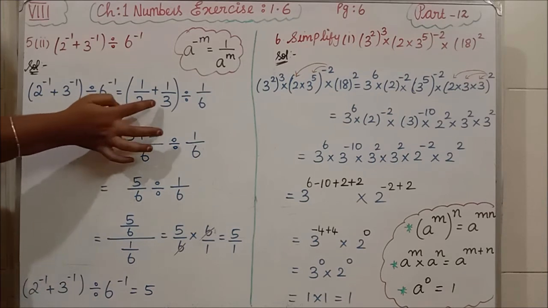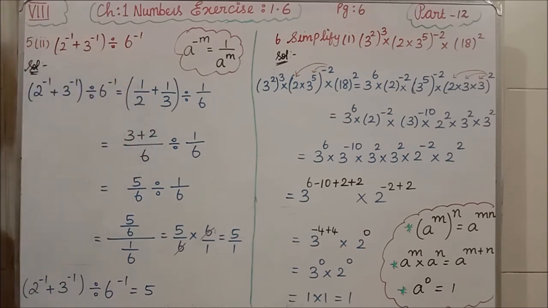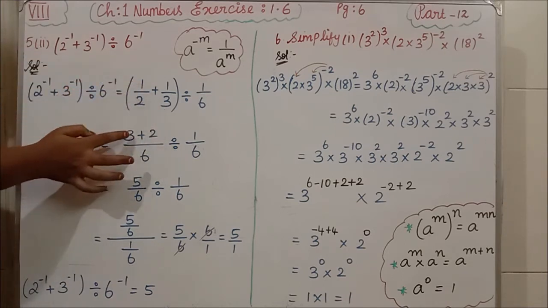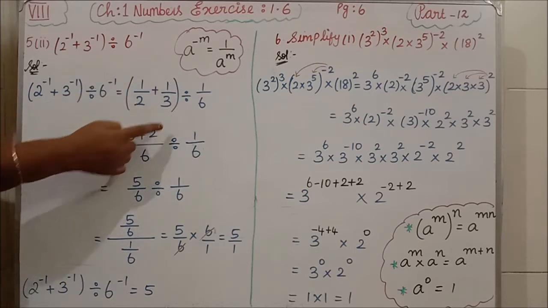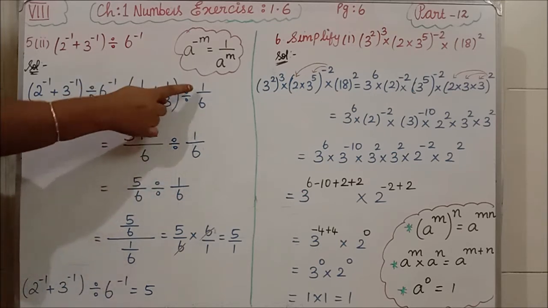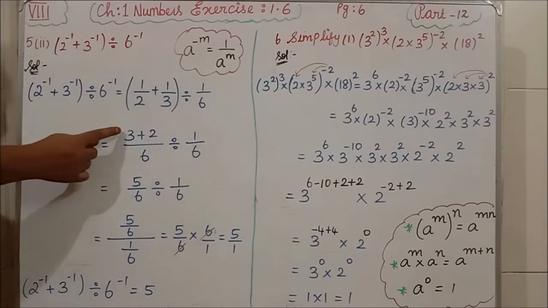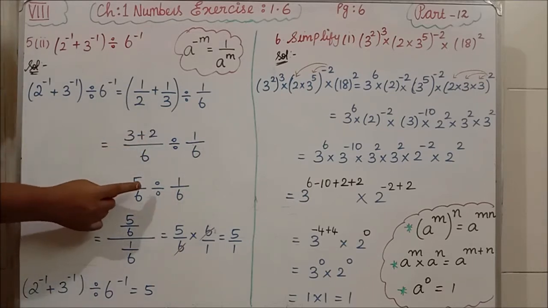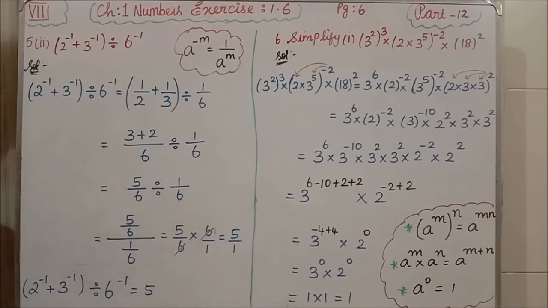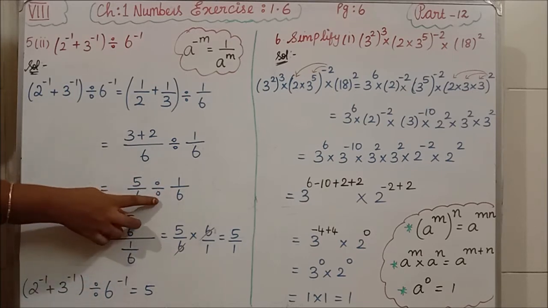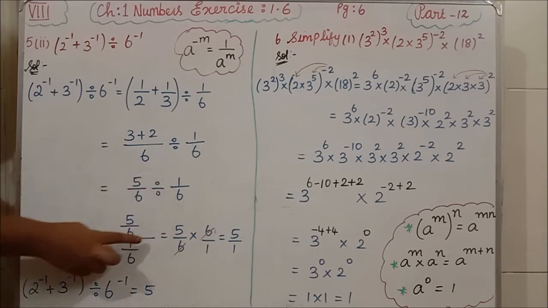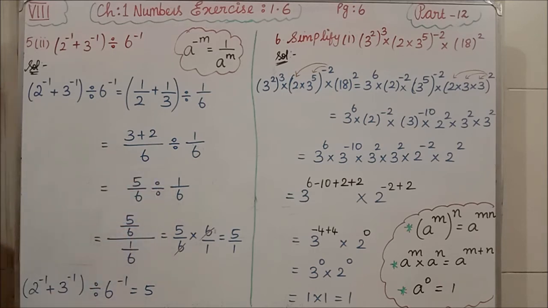Afterwards, in the next step I am doing the cross multiplication. 3 into 1 is 3, 2 into 1 is 2, divided by 2 3s are 6, divided by 1 by 6. 3 plus 2 is 5 by 6 divided by 1 by 6. Clear? So 5 by 6 whole divided by 1 by 6.